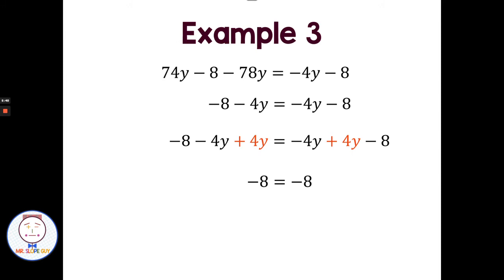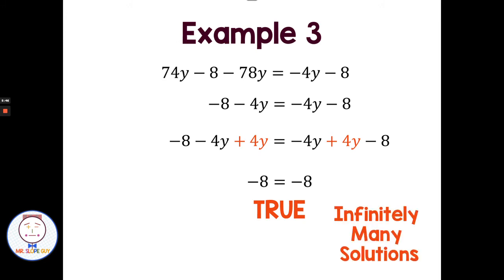Is that true or false? That is true. Negative 8 does equal negative 8. And so what that means mathematically is we have infinitely many solutions, or we have all real numbers, meaning any real number that we could run into, we could put in for y. If we put it in the original equation, it would work. And we could sit here and try several numbers, and they would all work for y in the original problem, proving that we have infinitely many solutions for y.